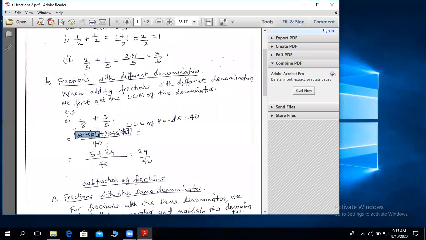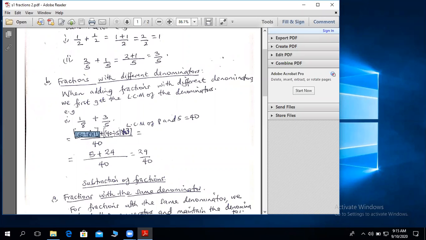So we get 40, which is the LCM. After putting everything out of 40 as the LCM, we get 40. We divide by 8. Then the answer we get, we multiply by the numerator, which is 1. Now, the same thing we do for the numerator of 3. We shall get 40 divided by 5, which is the denominator here, and we multiply by the numerator, which is 3.